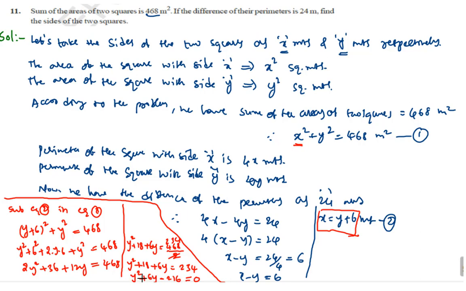So find the solutions of this quadratic equation using any one of the three methods that we discussed, that are factorization method, or completing square method, or quadratic formula method. Using any one of these three methods, we can find the solution of this equation. After getting the y value, by substituting it here, we get the x value also, so that we are able to find the sides of the two squares. So do it on your own.